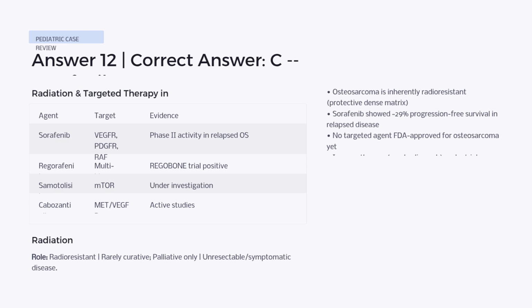Regorafenib has also shown activity in the REGABONE trial. Samotolisib, which targets the mTOR pathway, is currently under investigation. Cabozantinib, targeting MET and vascular endothelial growth factor receptor, is in active studies. Importantly, no targeted agent has yet received regulatory approval specifically for osteosarcoma. Immunotherapy with pembrolizumab is also under clinical trial investigation.